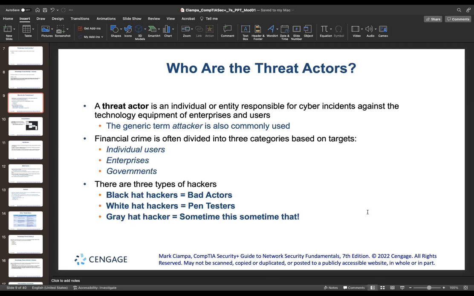Okay. So the same way that you have financial crimes, you have digital crimes. In the digital world, the threat actors could be individual threat actors. They may be enterprises or groups like Anonymous, right? Or they may be governments who do act as the bad actors, who do act as the threat actor.